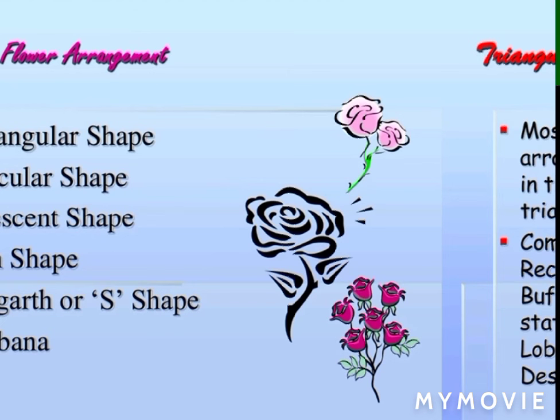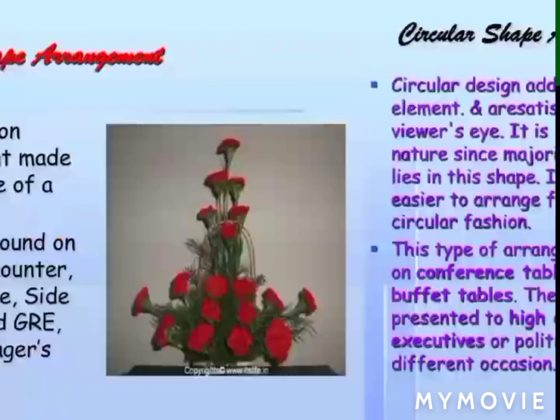Then there are different styles of flower arrangement like triangular shape, circular shape, crescent shape, fan shape, S shape or ikebana. This is the most commonly used triangular shape, which is mostly placed in the reception or buffet tables, counters, which attracts the person.